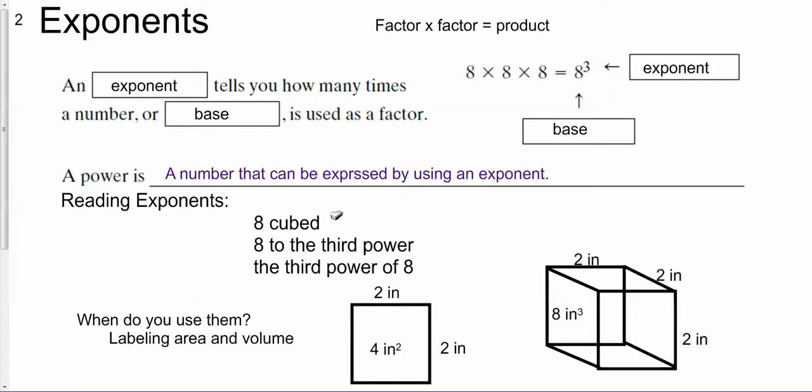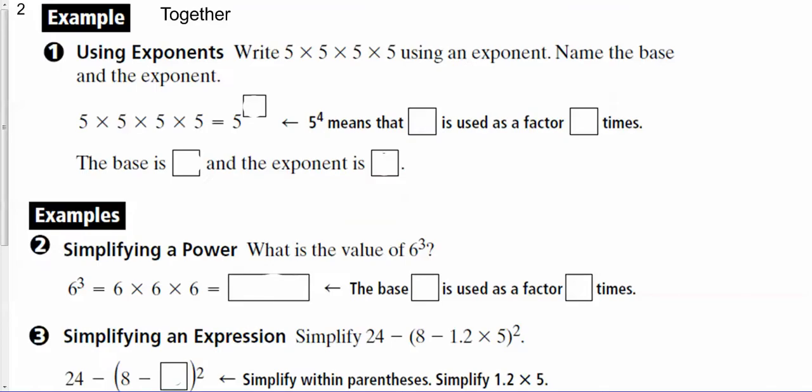Now, reading it as I just said, I can call this 8 cubed, 8 to the third power, or the third power of 8. For 4, this would be a square, because you notice it's the same on both sides, a square. Okay. All right, so let's get to when do we use them? Okay, how are they used?